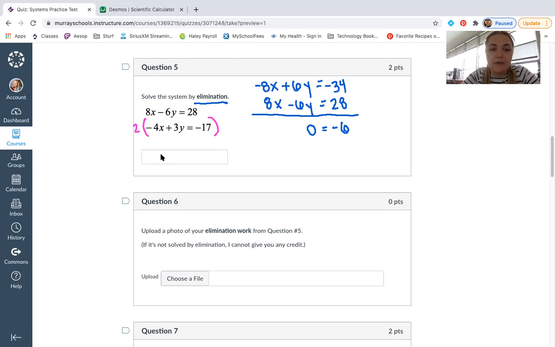If you get something like that where the variables disappeared and you just have a false answer, that would be no solution. Now remember, if it said like 0 equals 0 or negative 6 equals negative 6, then instead of no solution, you would have infinite solutions. No solution would mean you've got parallel lines, they never cross. Infinite solutions is the same exact line written twice. So question number 5, I would expect to see all of this work uploaded on number 6, exactly the way that it's drawn there.